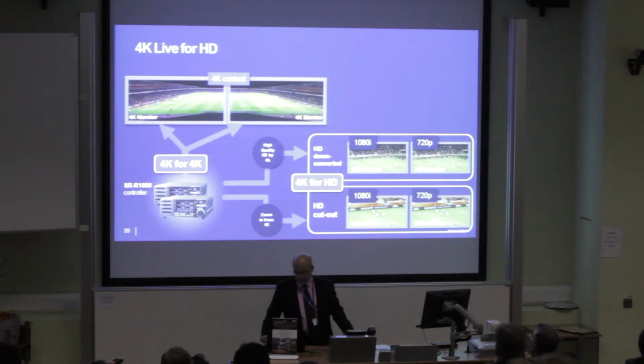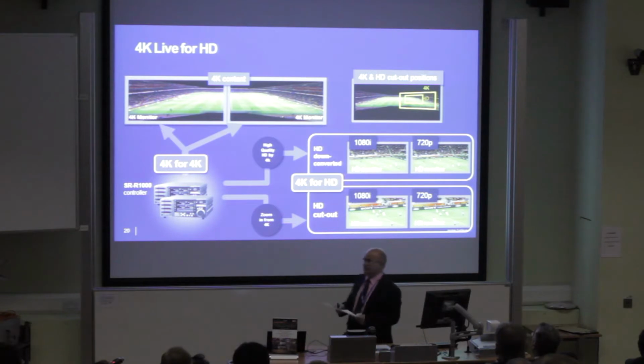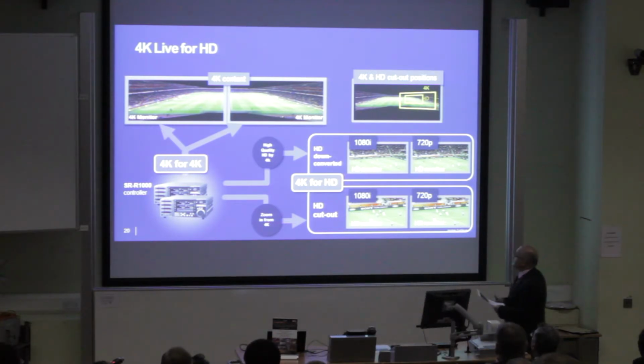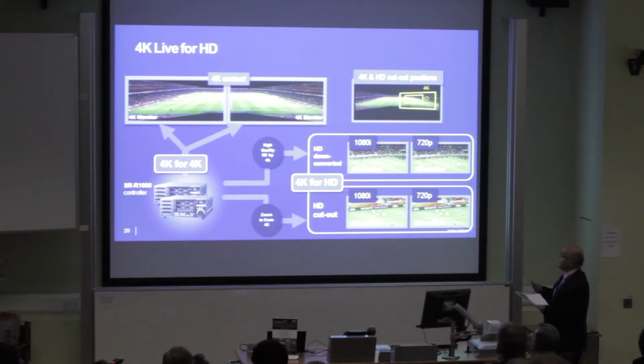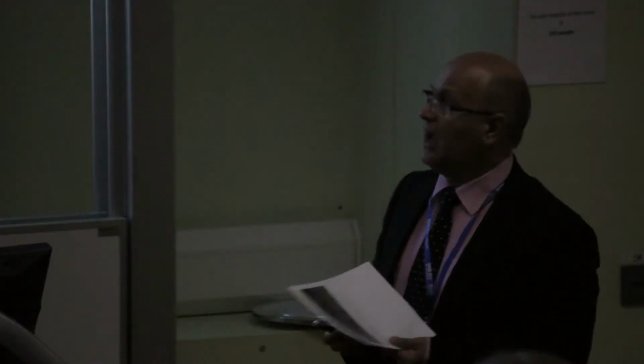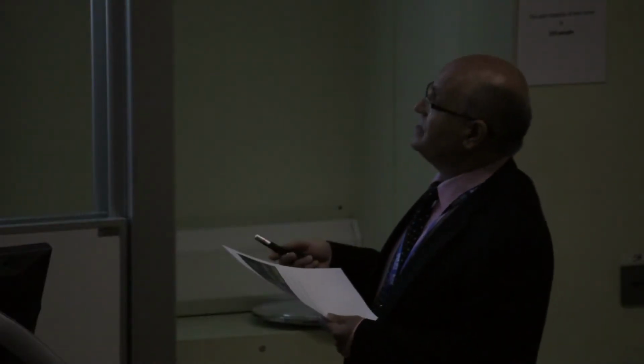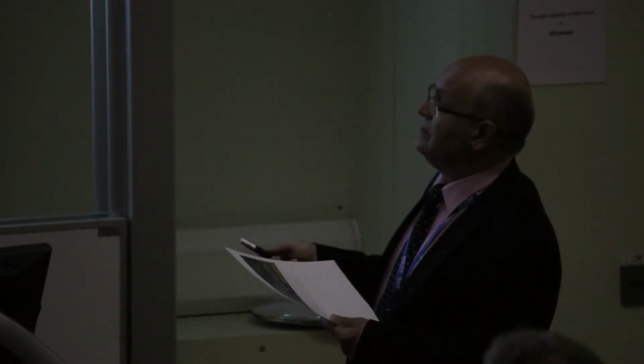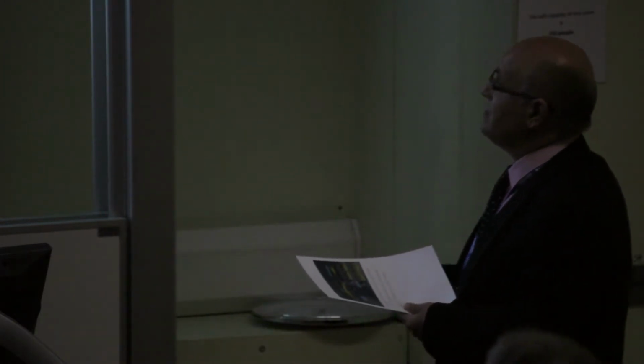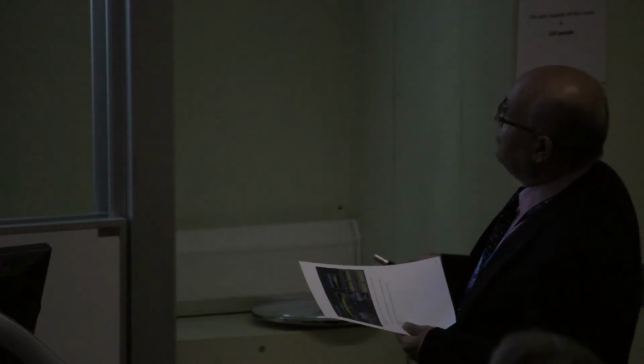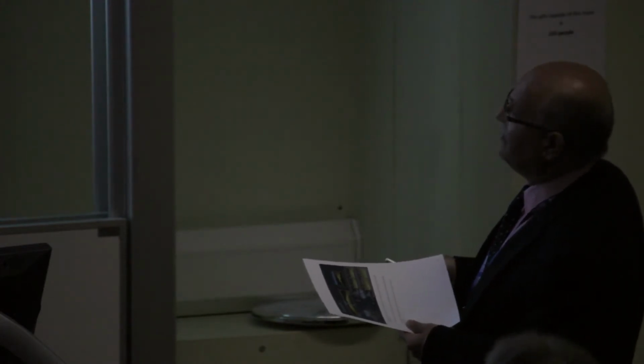Let me go through this. So there are different options for how you can process the 4K coming out of the camera. There are options of stitching two 4K scenes together. That's the 4K for 4K. And then there are also options of what they call HD down converts.